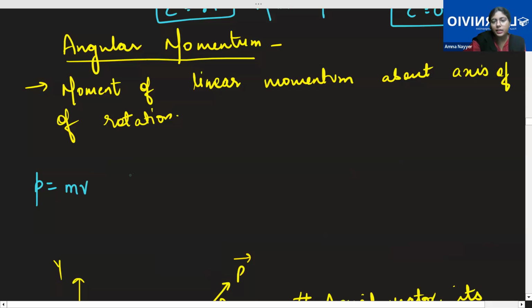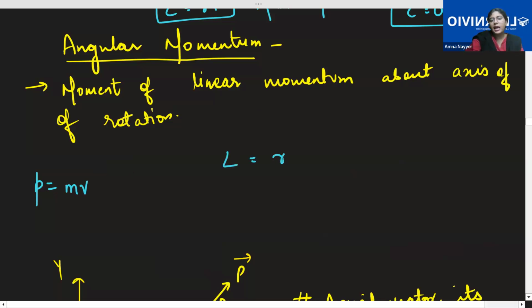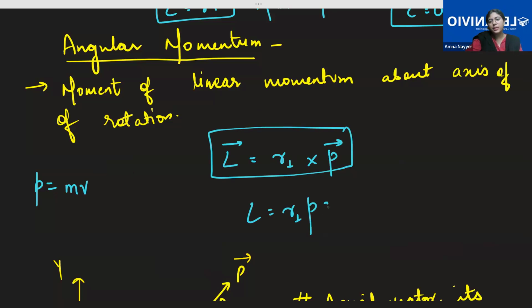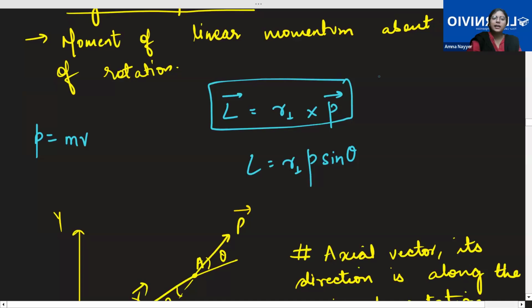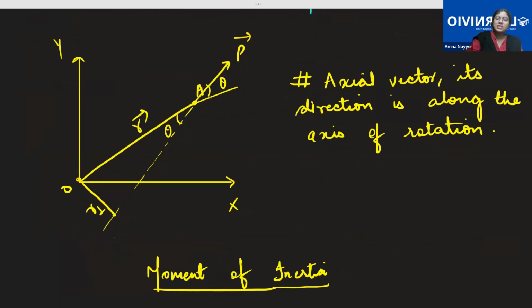Now see, angular momentum is the rotational form of linear momentum. It is represented by L. And like torque is R cross F, this is R perpendicular cross P, the linear momentum. So here also when you open it, RP sin theta will come. It's the moment of linear momentum about the axis of rotation. Here you take this R perpendicular, the point you drop along the line of action. Same thing will come. It's an axial vector, meaning its direction is along the axis of rotation.